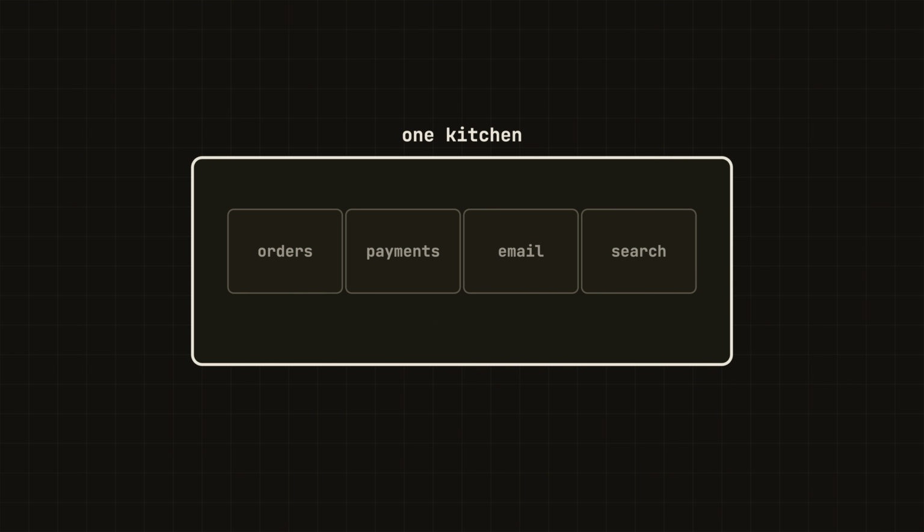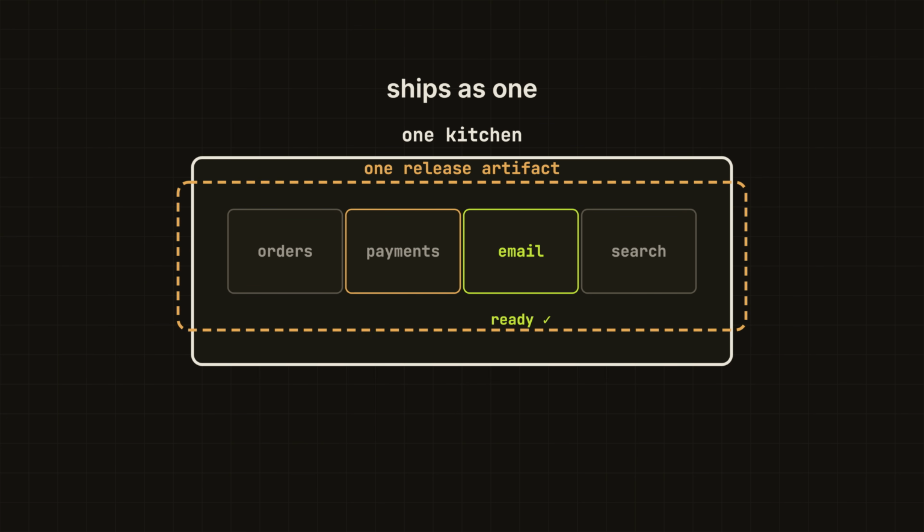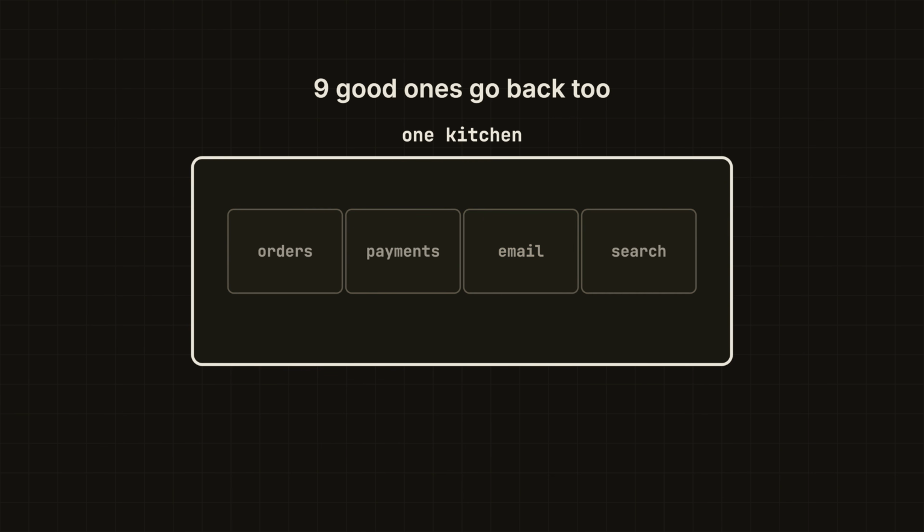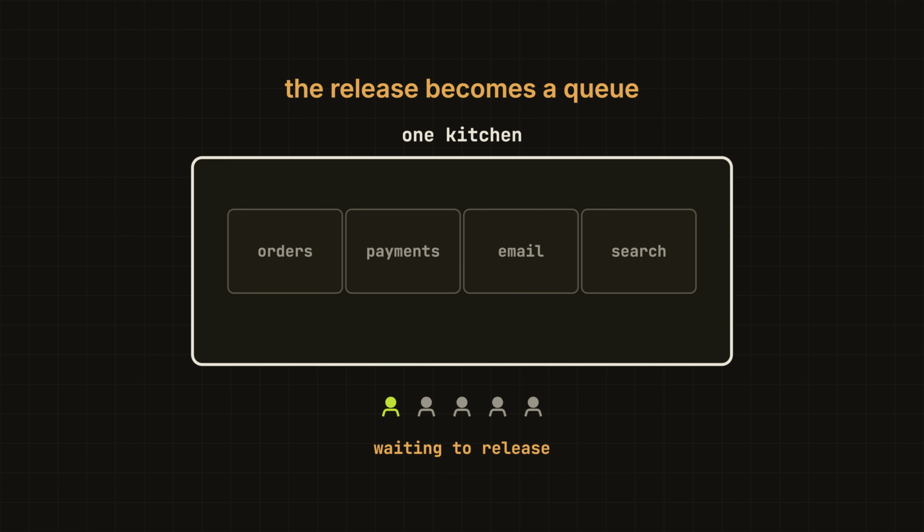And the first pain is releasing. Everything ships together, so everything has to be ready together. Even when my email is completely ready, it goes out in the same release artifact as payments and orders and search. So it shares their testing and their risk. And if a release breaks, we roll back the whole thing, including the 9 other changes in that release that were perfectly fine. So as the team grows, the release becomes a queue, and that queue becomes the slowest part of the day.